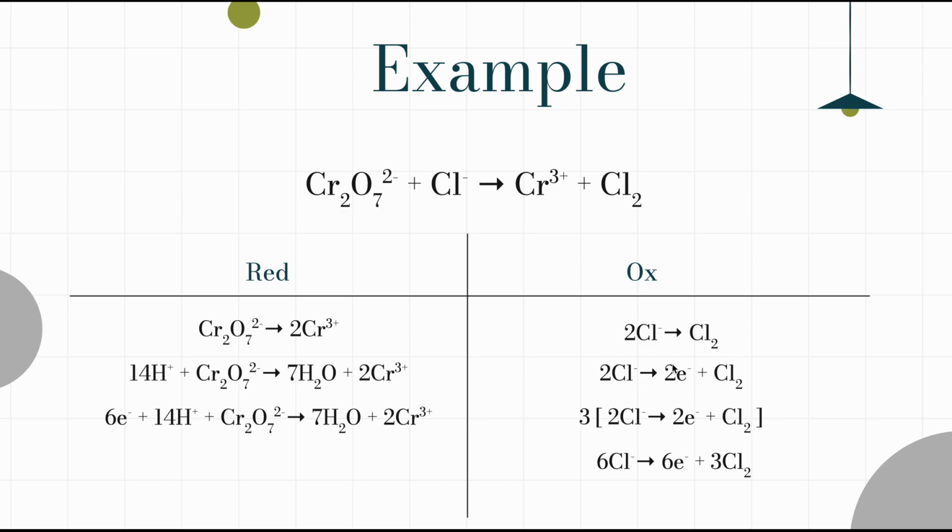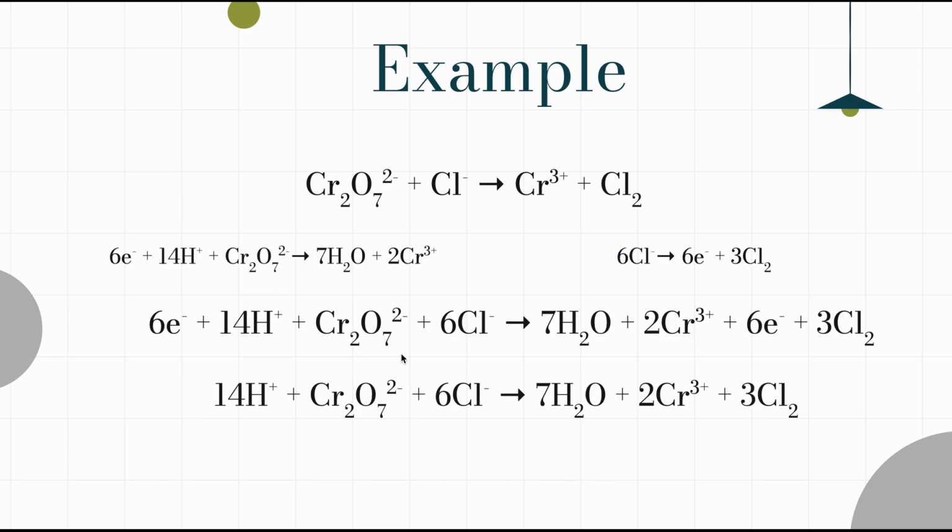So in order to get 6 electrons, we must multiply all coefficients by 3. And when multiplying all coefficients by 3, we end with the equation 6Cl- reacts to create 6 electrons plus 3Cl2. And now we have our finalized 2 half reactions.